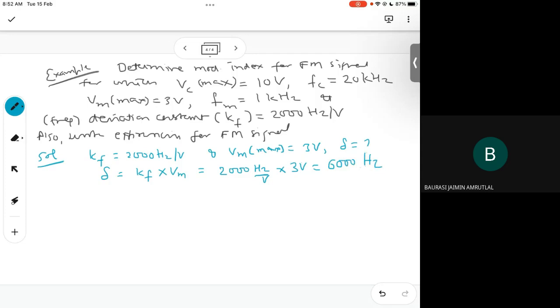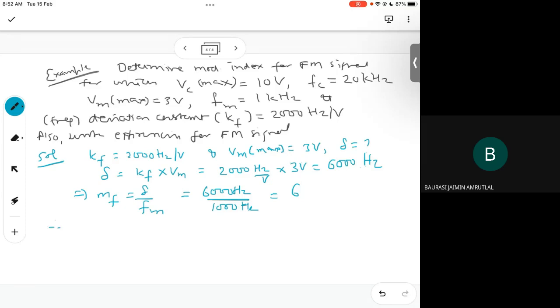And I have to find the modulation index. So modulation index is given as delta over fm. In this case it turns out to be 6000 hertz over 1000 hertz. So modulation index turns out to be 6, which is greater than 1.